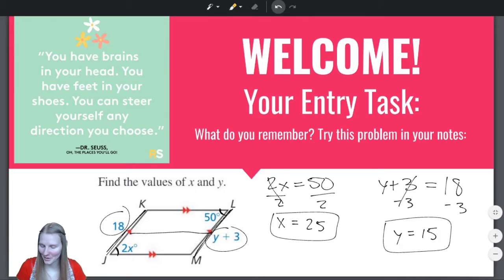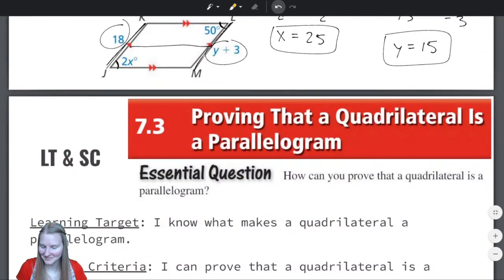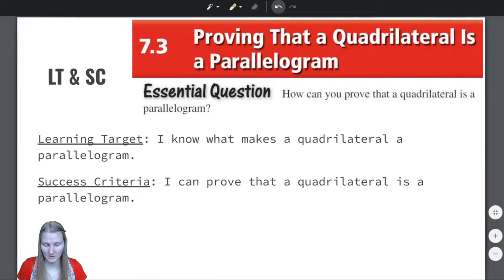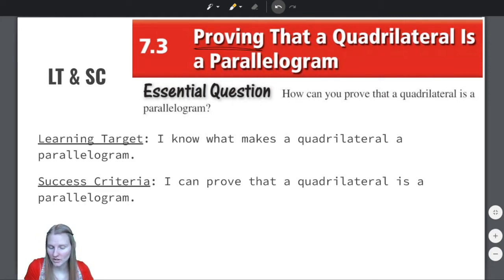Now let's move on to what we have for today. Today we're going to continue talking about parallelograms, but we're going to talk about the opposite of what we talked about yesterday. So, yesterday was, I have a parallelogram, what are the properties? I have a parallelogram, now what do I know? Today, we're not going to write official, rigorous proofs, so don't worry about that.